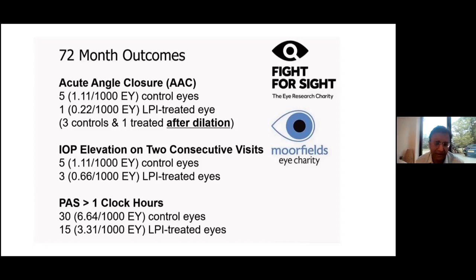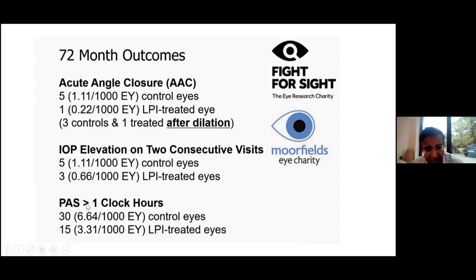The second endpoint of the study was to check the pressures on 2 consecutive visits, whether high or low. They found that after 6 years of monitoring, only 5 control eyes had pressure spikes on 2 consecutive visits, as compared to only 3 YAG PI eyes. Again, not that important. But what actually made the difference was the peripheral anterior synechiae on gonioscopy.